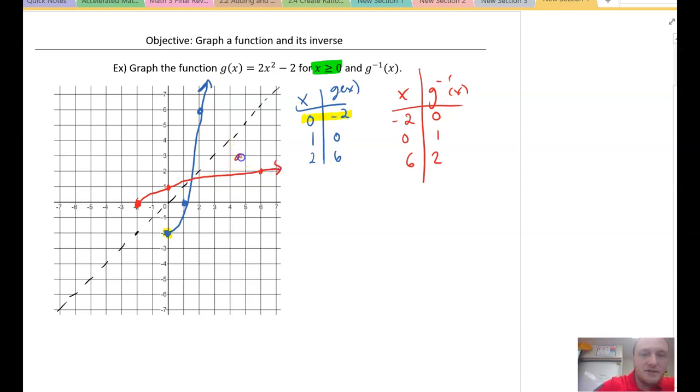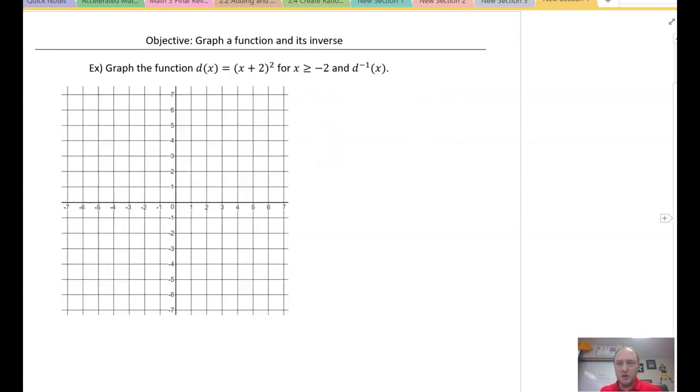There you have it, right? This is g inverse of x. This is g of x. And that's our inverse. Does it intersect on the line y equals x? Yes, it does.